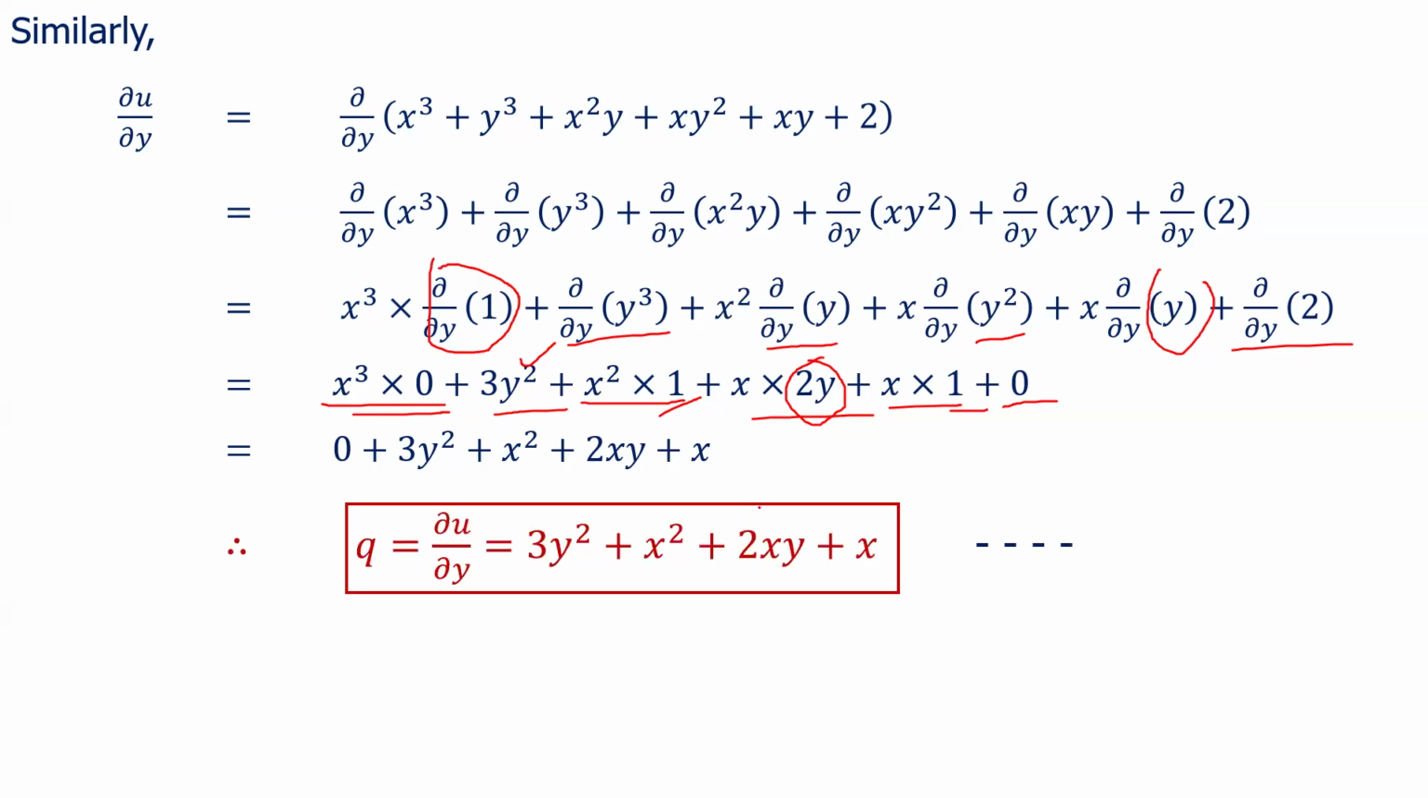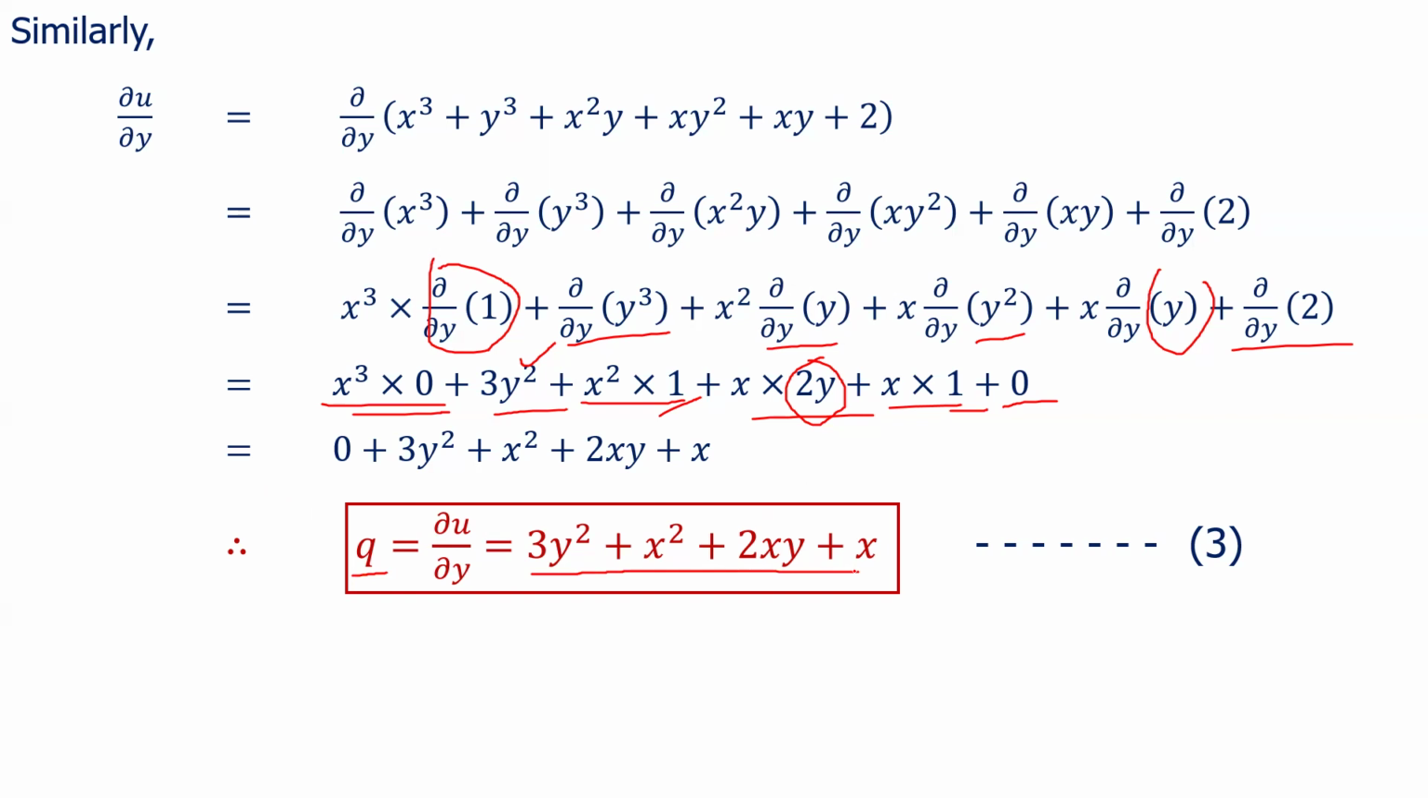So the partial derivative of u with respect to y, which is represented by q, is given by 3y square plus x square plus 2xy plus x for this function. This del u del x and del u del y is called first order partial derivative. Why? Because we have differentiated u partially with respect to x and y only one time.